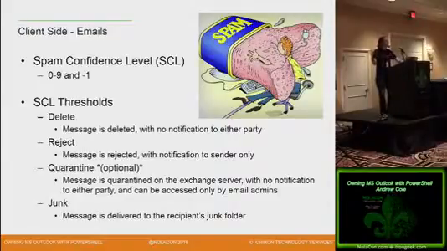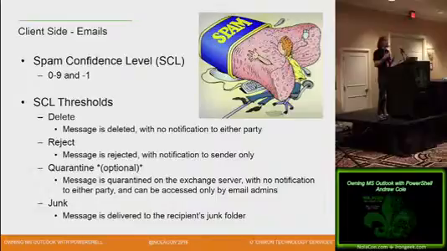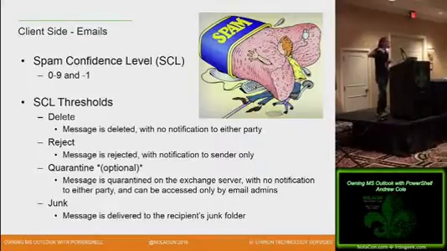Now, based on the number that it's given, so a 0 is something that it's almost 100% positive is not spam. If it gets a 9, basically it's an email from a Nigerian prince who wants to sell you Viagra on the side. You just need his bank account information. Based on which value it's given, it's going to clip a threshold. And when it clips that threshold, it tells Exchange what to do with it.